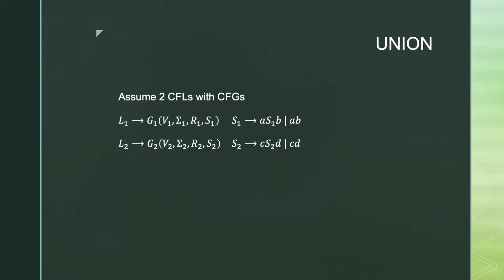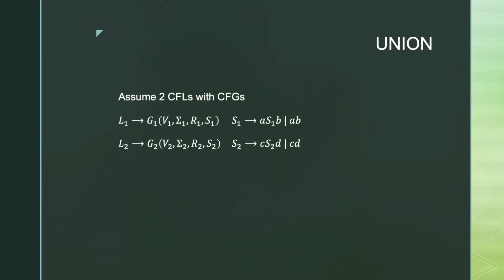Phi denotes all the non-terminals. Sigma, on the other hand, denotes all the terminals. R is the set of rules, and S is nothing but the start symbol. Now, for both the grammars G1 and G2, I've taken an example on the right side.